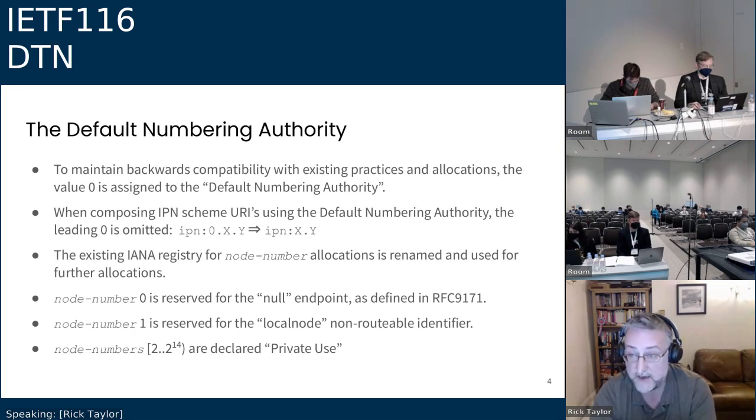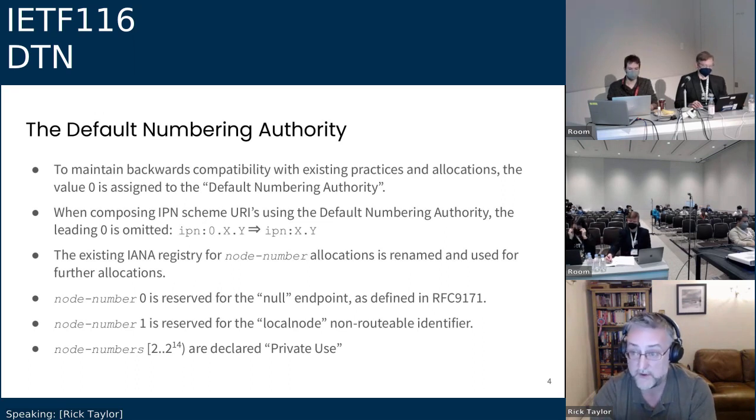So node number 0 is the null endpoint. If you're unsure what that is, go and check the references in this document, which point to RFC 9171, BPv7. The null endpoint is basically nowhere. So node number 0 is nowhere, and has uses within bundle protocol version 7. Node number 1, we have introduced in this document to mean local node. You could think of the equivalent of localhost, but we decided to avoid overloading that word. So a 1 dot address means it's on the same node.